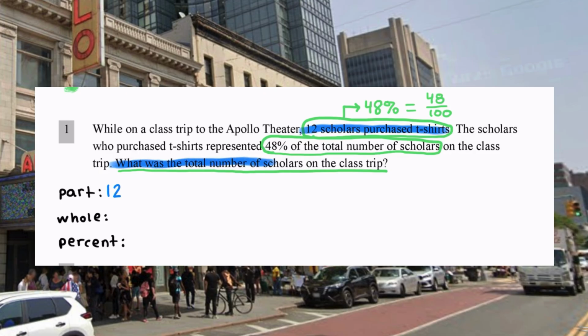The question is, what was the total number of scholars on the class trip? Since total is another word for whole, the whole is unknown. 48% is given, and we can write 48% as a fraction with 48 as the numerator and 100 as the denominator.